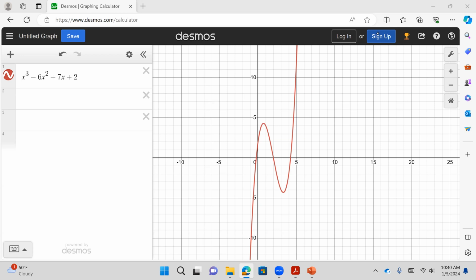3.291 and -303. Okay, so guys, those are your relative maximum and minimum.